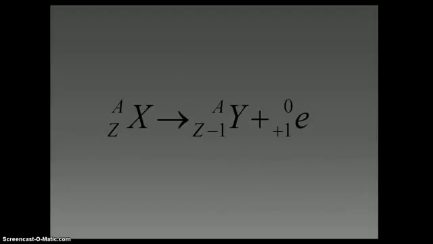So the general formula in this case is that, let's say you've got element X undergoing beta positive decay, and what happens is that you get element Y, which has the same mass number once again. However, your atomic number gets bumped down by 1, so you subtract 1 from the original atomic number that you had, and you have an electron with a +1 charge, so a positron.